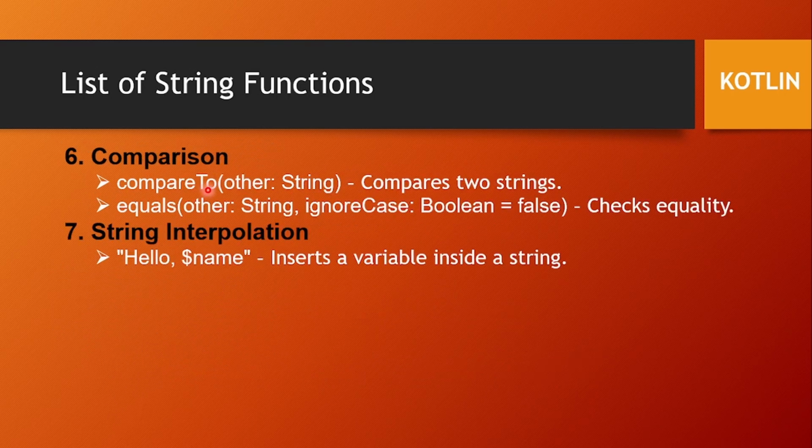For comparison, we have two different functions. The first one is compare to, and the other is equals, for comparing two strings. This is the difference between these two. The first one, compare to, will return an integer value, and equals will return either true or false. Compare to will check our strings lexicographically, and equals will check exactly whether the two strings are the same or not.